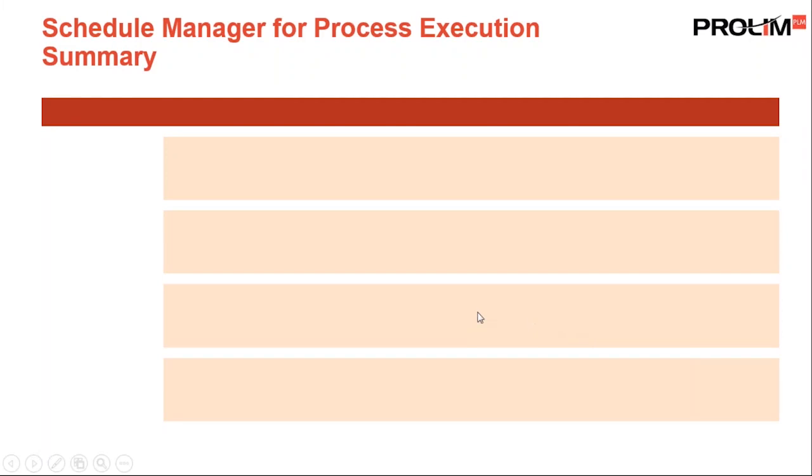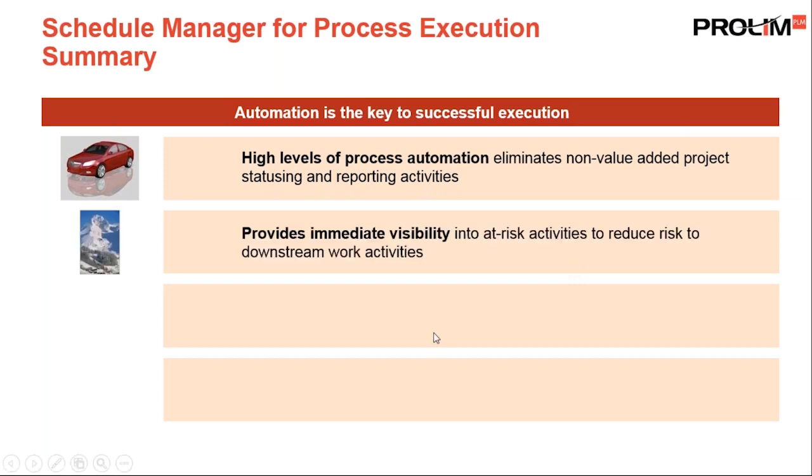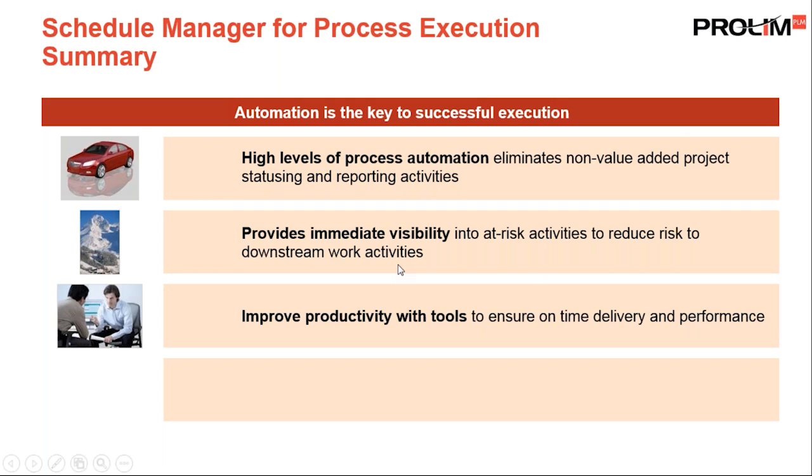So in summary, what we have discussed today, automation is key to the successful execution. That means we are actually automating the complete program execution process. It will help us to ensure consistency and reduce time. It will also give you the immediate visibility into any risk or opportunity, and you can take proactive actions. And it will also help you improve the productivity, because now you will avoid manual updates and your program dashboard is real time.